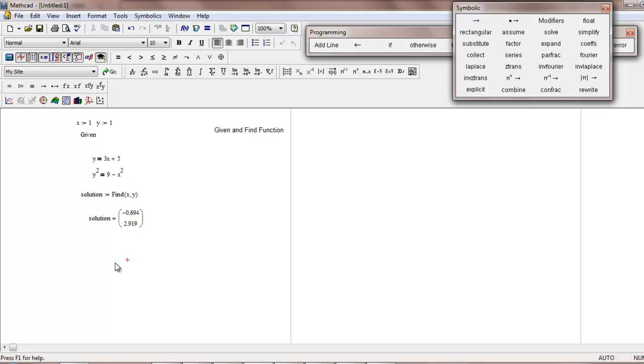Now if you want to verify the answer, this is the value of x, because you put Find x y, so the answer is x first and then y. So this is the value of x. Put the x value here, 3 multiply minus 0.694 and plus 5, press equal to, and what you get is 2.98.